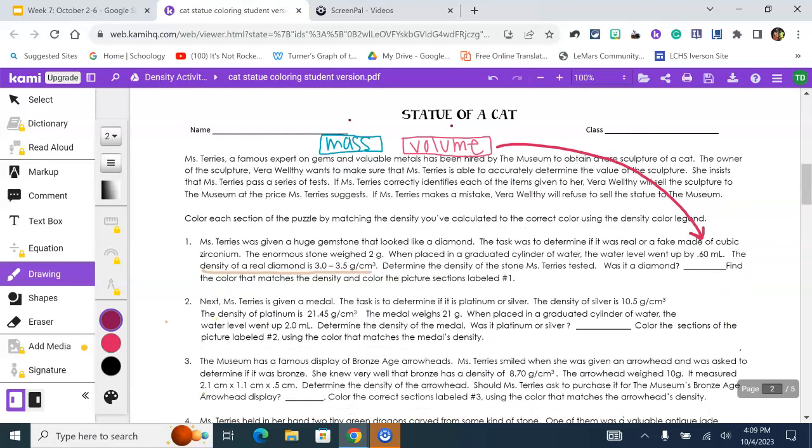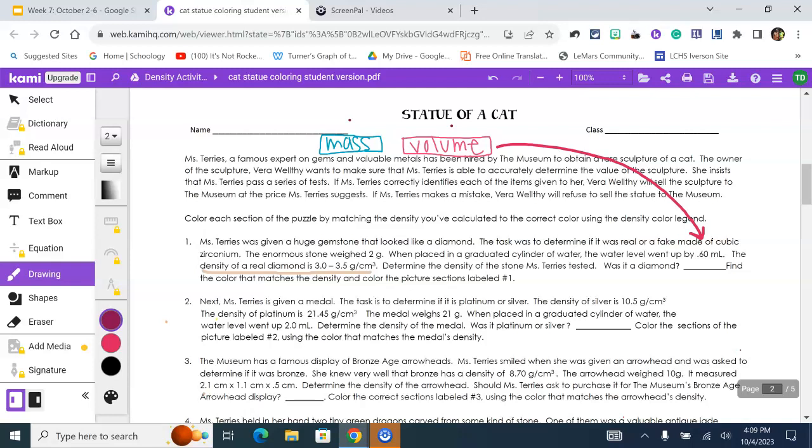Miss Terry's is a famous expert on gems and valuable metal, and has been hired by the museum to obtain a rare sculpture of a cat. The owner of the sculpture, Vera Wealthy, wants to make sure that Miss Terry's is able to accurately determine the value of the sculpture. She insists that Miss Terry's pass a series of tests, and if Miss Terry's correctly identifies each of the items given to her, Vera Wealthy will sell the sculpture to the museum at the price Miss Terry's suggests. If Miss Terry's makes a mistake, Vera Wealthy will refuse to sell the statue to the museum.